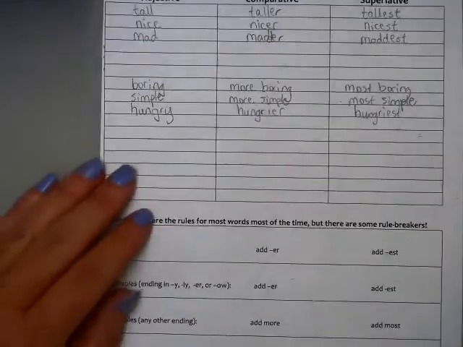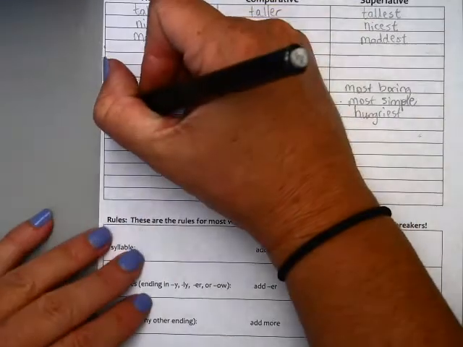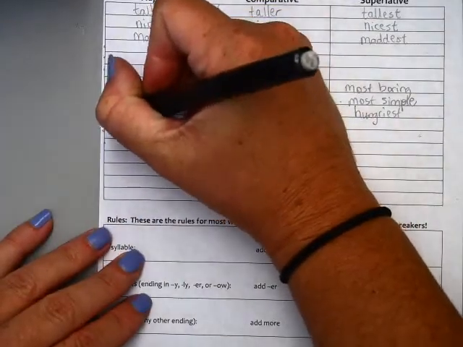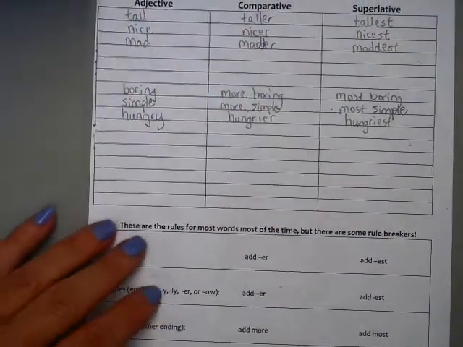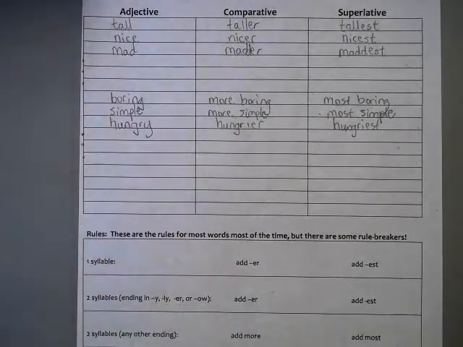Okay, same thing as before. I'd like you to take a few minutes and see if you can come up with 3 more adjectives. Use those off of your word storm that you did a few minutes ago and see if you can decide, does it need to have er and est, or does it have more and most?